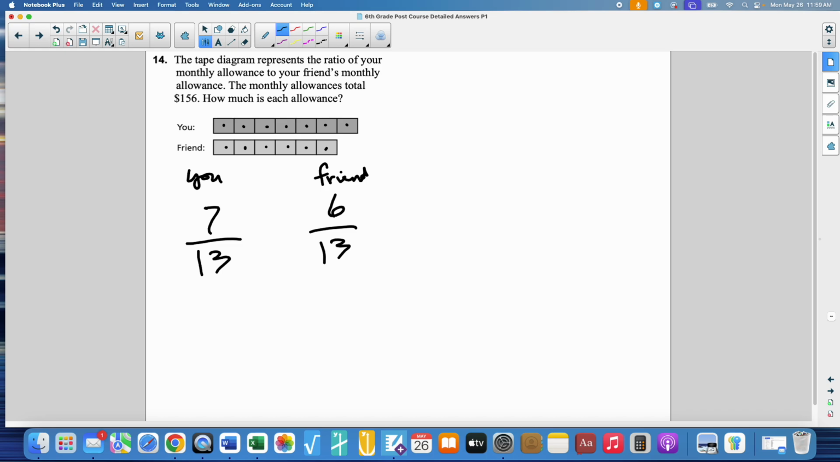So we can find how much is each allowance. So you can say, hey, 7/13 of the total, 156, would be your allowance. And if we want to multiply that, I'm not going to multiply 7 times 156 and then divide it by 13. I'm going to start breaking 156 down. Okay, well, 2 goes into that, 2 times 78. Okay, and 78 I can break down to, that's over 1.